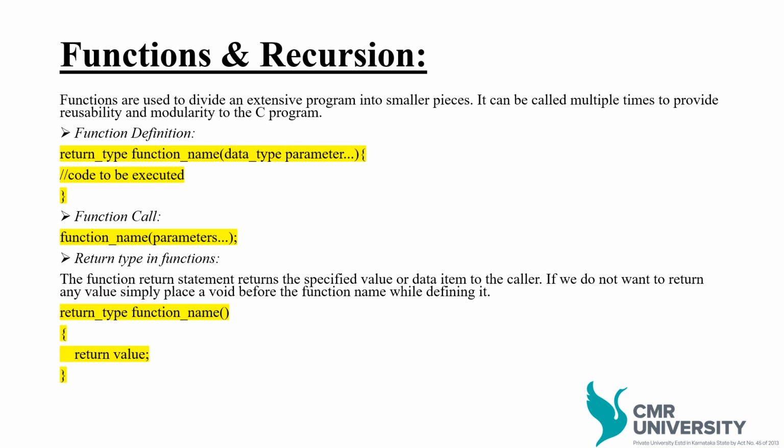The return statement returns the specified value or data item to the caller. If we do not want to return any value, simply place void before the function name. As we studied before, a void function is used if we don't have any value to be returned. So if you want to return any type, go through a return type function, otherwise a void function.